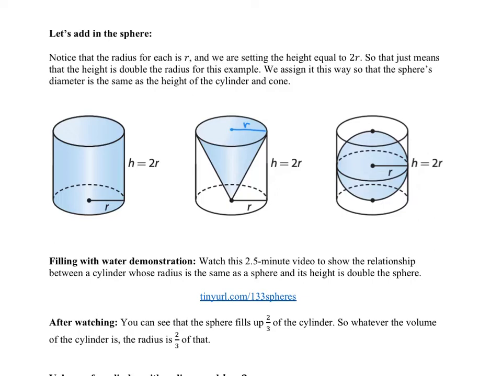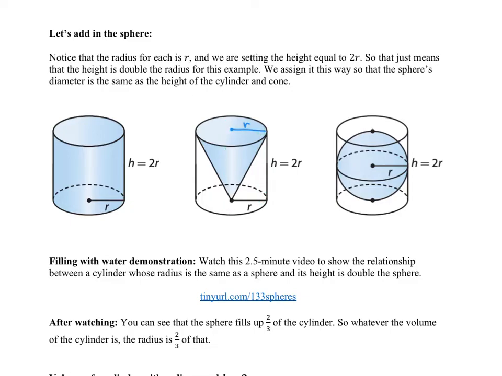And now, the height is still h, but we're going to make it 2r. So all that means is, in this specific example, I have a cylinder whose radius is r and whose height is 2 times r. So the height of this cylinder is twice the radius. And that helps us prove some things here. Same thing for the cone. The cone's height is 2r.